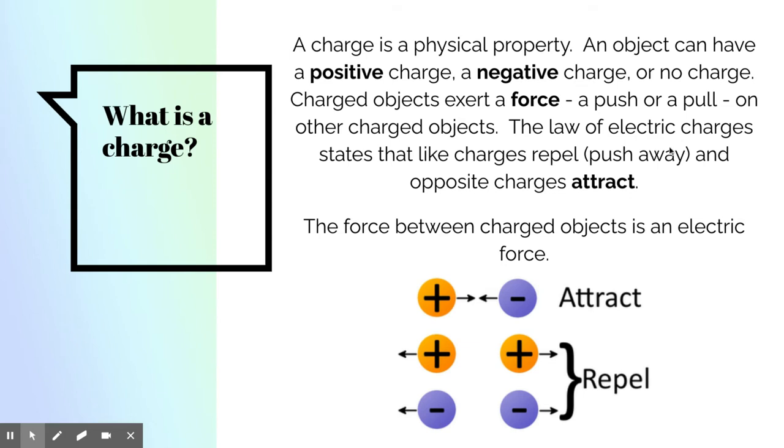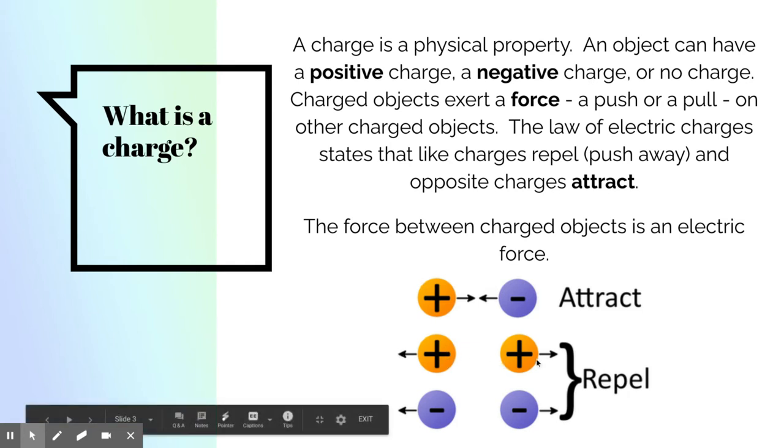So the law of electric charges states that like charges repel or push away from each other, and opposite charges attract. So we always want to think of, when it comes to electric force, opposites attract. So if we have a positively charged object and a negatively charged object, they will attract and they will stick to each other, kind of like your sweatshirt and your sock in the dryer when they get stuck to each other. They are differently charged. One is positive, one is negative, and they will attract. But let's say we get two positively charged items, they will push away from each other. Same thing with two negatively charged items. They will also push away or repel from one another.